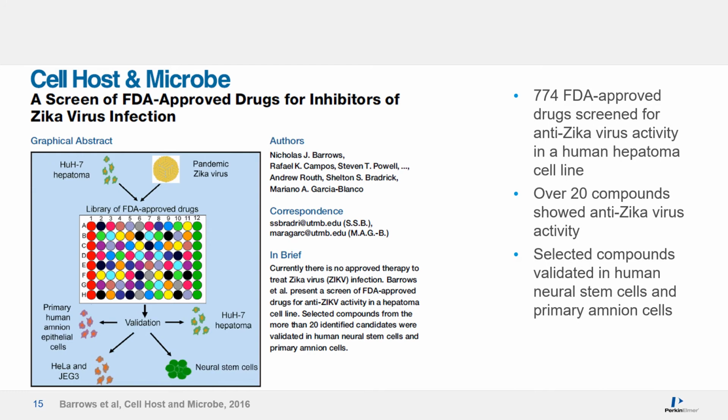So in this paper, the authors screened a library of more than 700 compounds for anti-Zika viral activity, and more than 20 compounds were identified to exhibit antiviral activity, and they selected a few compounds for further characterization in multiple cell types.